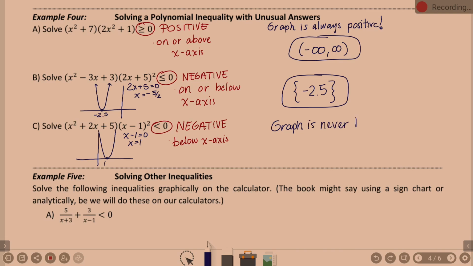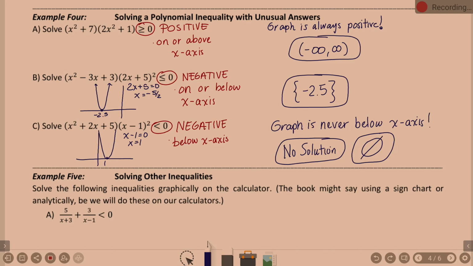So writing a statement here along those lines, graph is never below x-axis. And so you could use the words no solution, or you can use the symbol for empty set, which is a circle with a slash through it. That is the symbol for empty set. Okay?